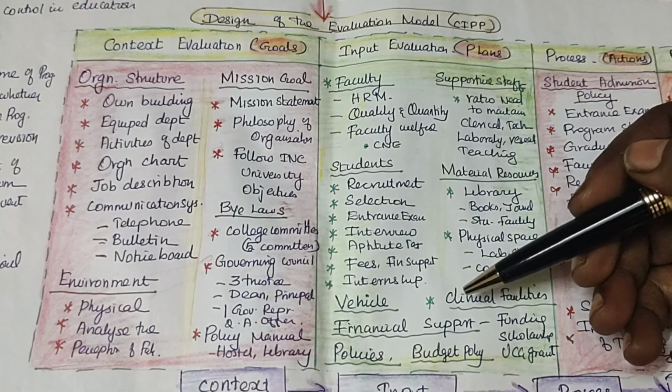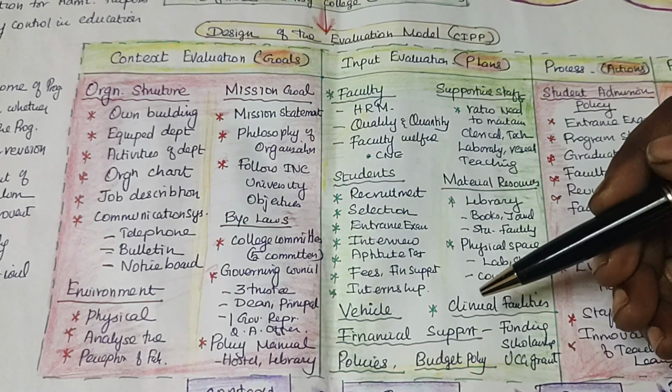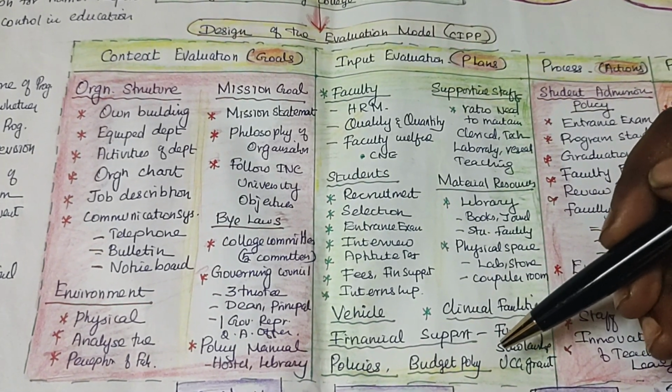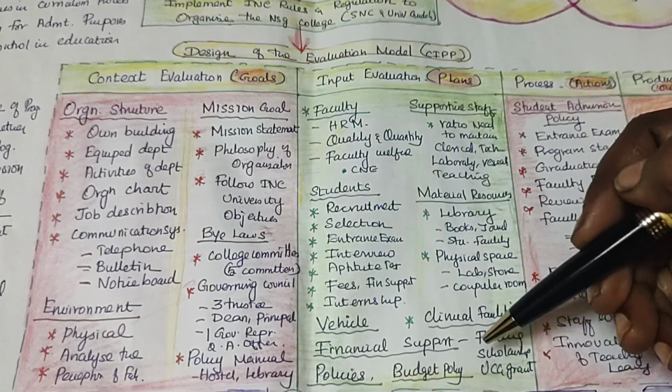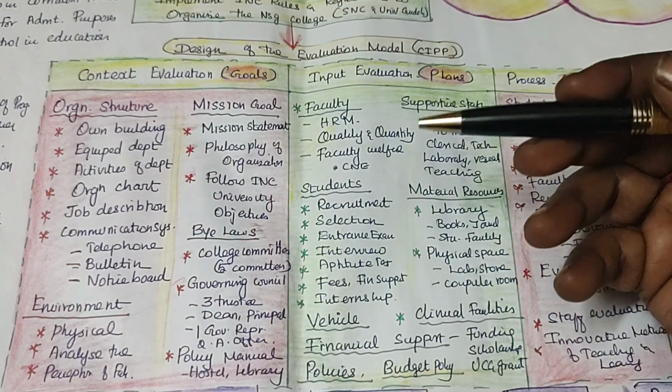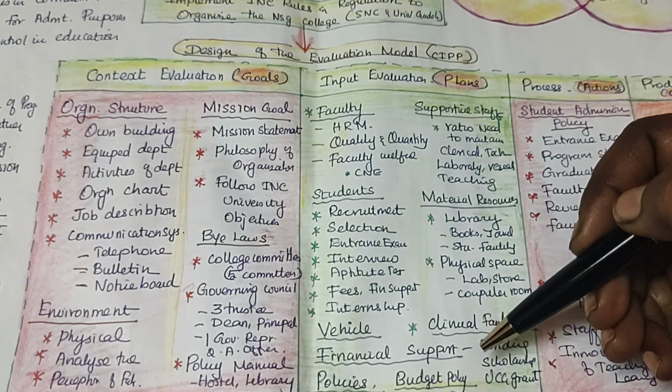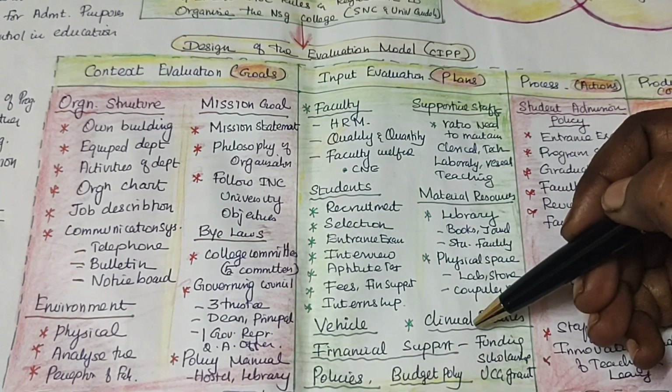And then vehicles: how many vehicles, how many seats, does the driver have a license or not? Financial support is there, policies are there, where is the budget, a separate budget. You may run many organizations under the trust, but is there a separate budget for nursing or not? Is a UGC grant coming or not? You have to check it.